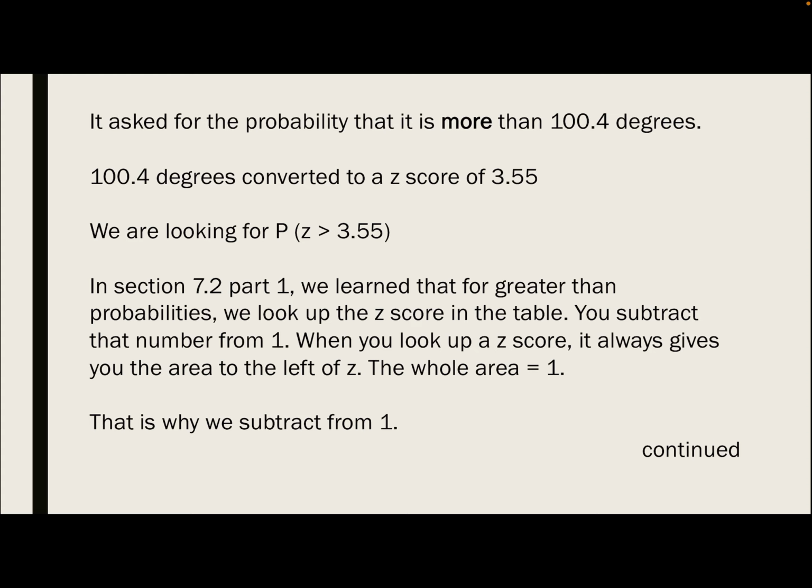In the last section, we learned that for greater than probabilities, we look up the z-score in the table. You subtract that number from 1. When you look up the z-score, it always gives you the area to the left. The whole area equals 1. That's why we subtract from 1. So for the greater than areas, that's the right side, but the chart gives you the left. The left and the right make up 1.